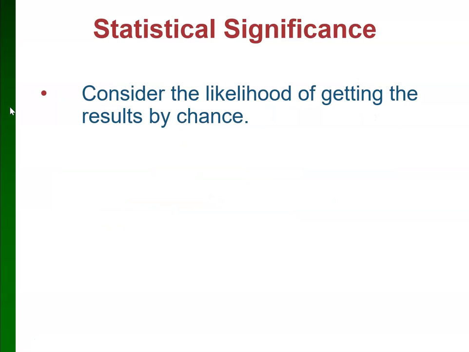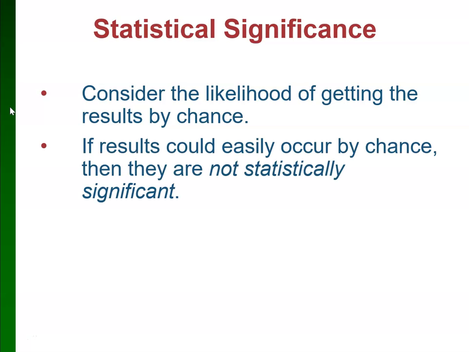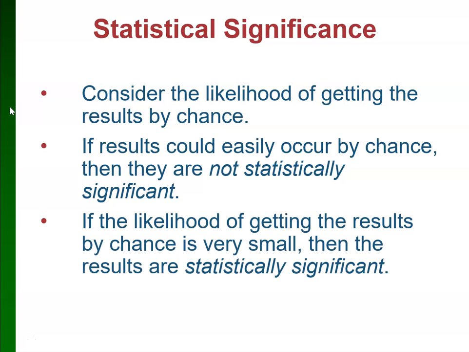In this course, we'll talk about statistical significance quite a bit. What we need to do is consider the likelihood of getting the result by chance. And then if the results could easily have occurred by chance, then they're not statistically significant. If the likelihood of getting the results by chance is very small, then the results are statistically significant.